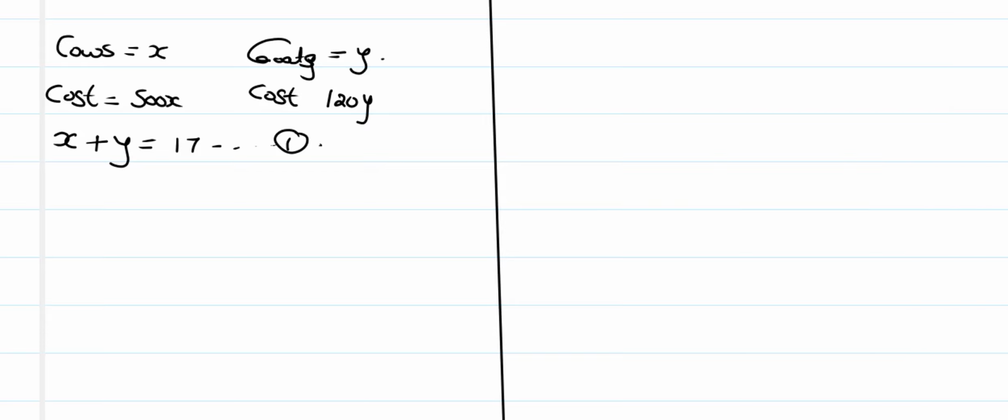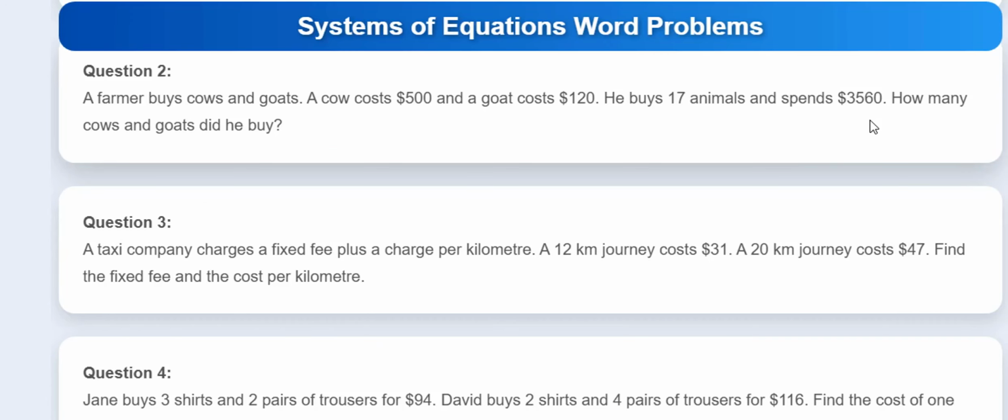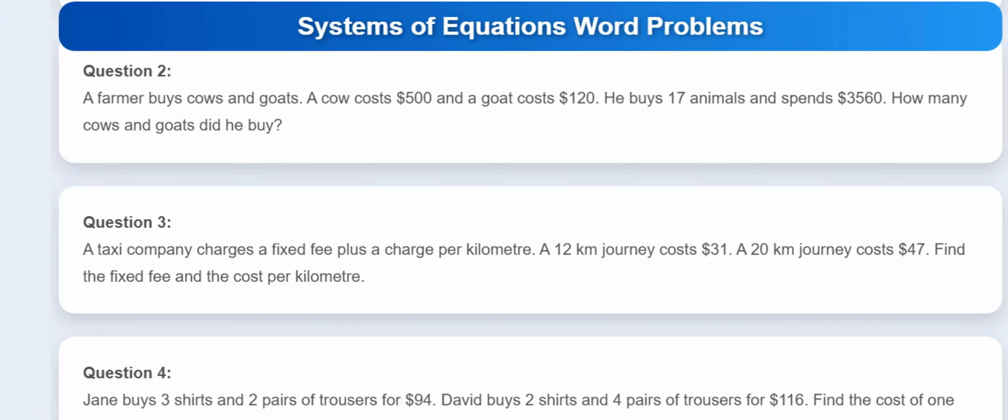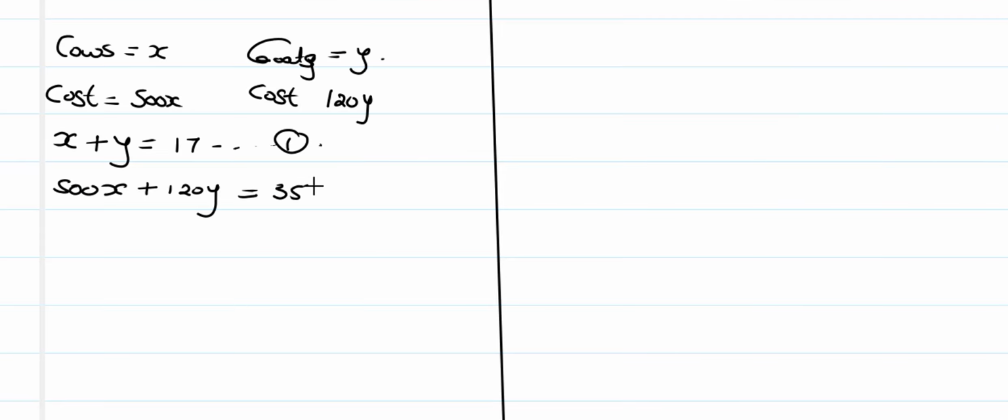But then you are told all these animals, cows and goats, all of them cost $35.60. But we already know the cost of each. So we already know all the cows cost 500x and all the goats cost 120y. So the combination of these two cost $35.16. And this becomes our second equation. So the next step is to just solve it using any method.